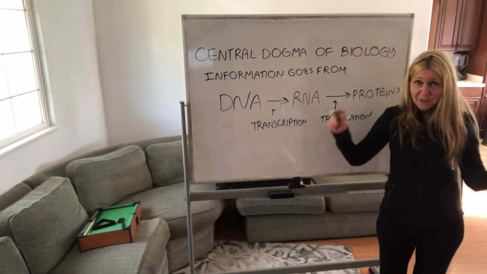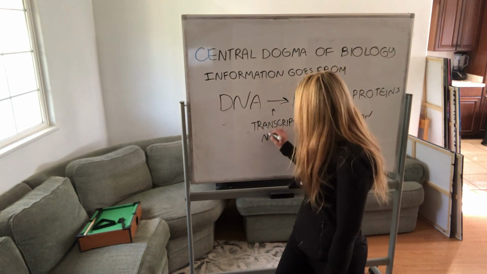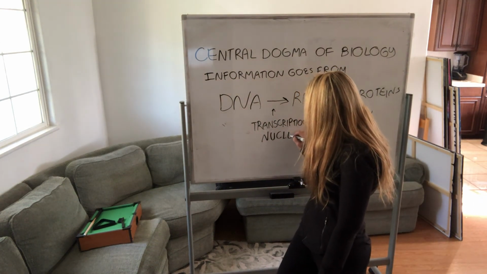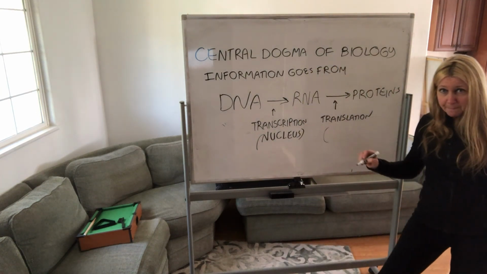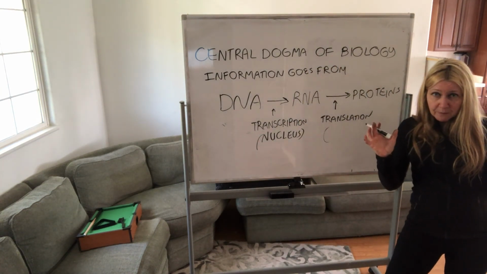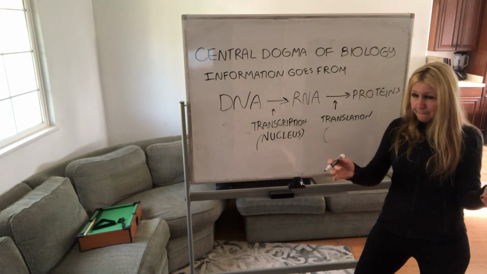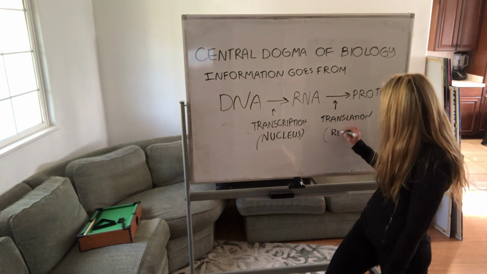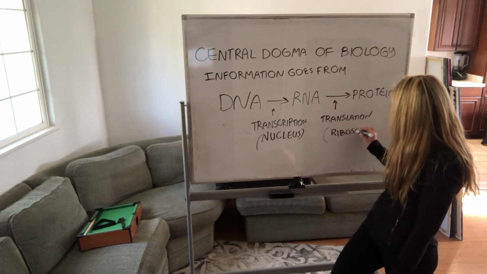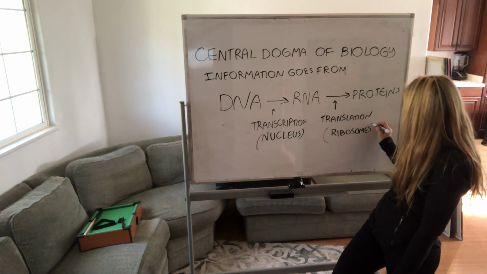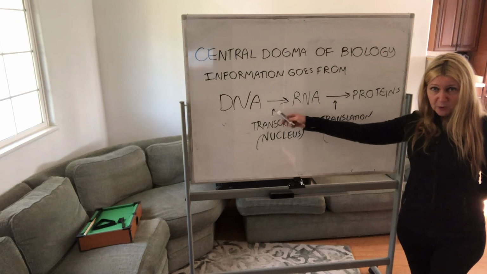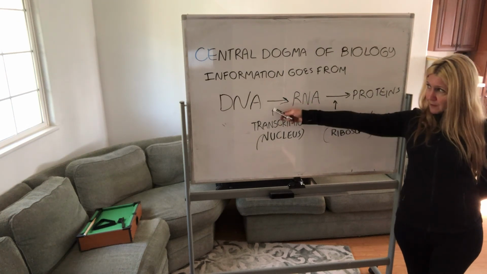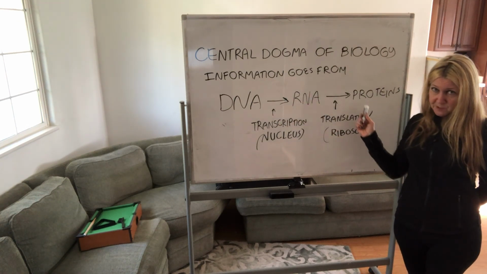Transcription happens in the nucleus. Translation happens in ribosomes. This is how information flows through living things, in this direction. It starts in the DNA.